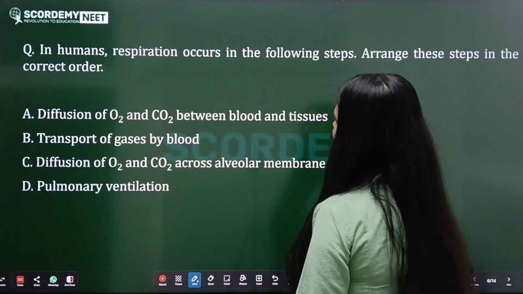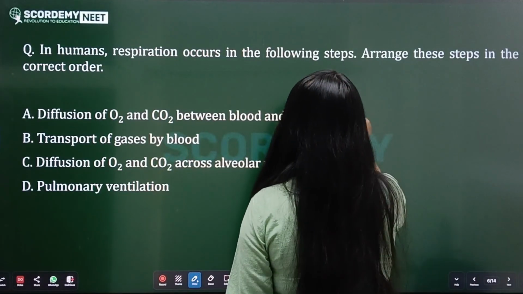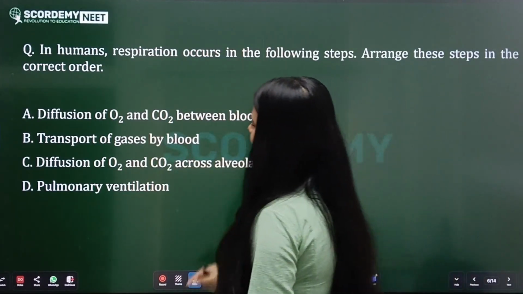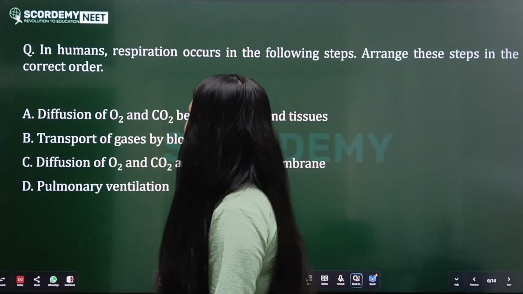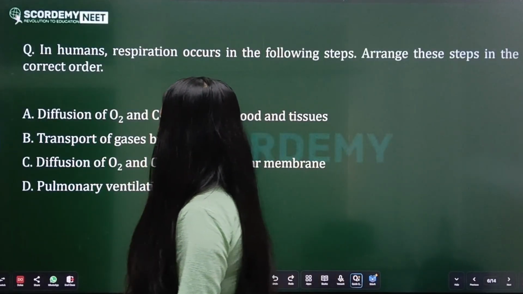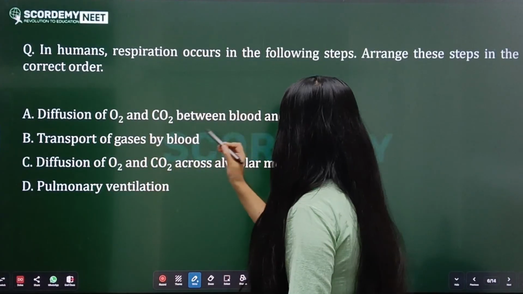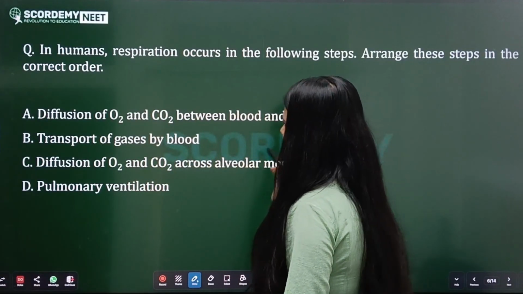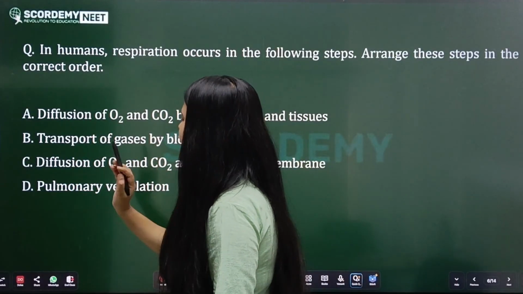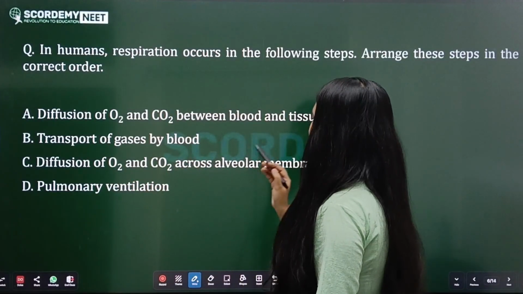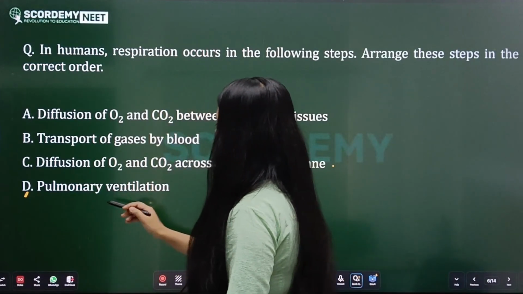Now the next question. In humans, respiration occurs in the following steps; arrange these steps in the correct order. This is purely conceptual, and also common sense. Read the statements first. Statement A, diffusion of oxygen and carbon dioxide between blood and tissues. Statement B, transport of gases by blood. C, diffusion of oxygen and carbon dioxide across alveolar membrane. And statement D, pulmonary ventilation.